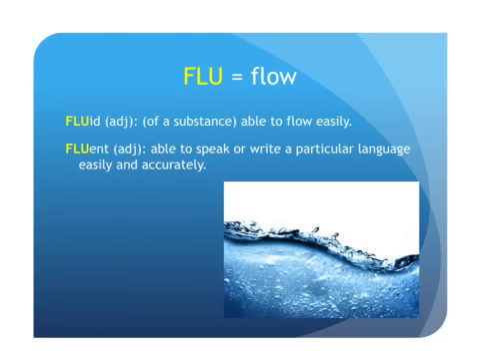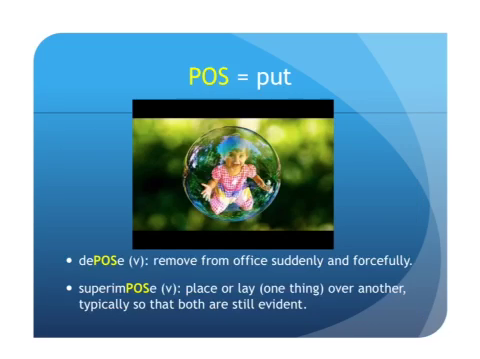Some examples of flu include fluid and fluent. While I know you know what fluid means, fluent means to speak or write a particular language easily and accurately. It flows. In pos for put, we have depose and superimpose. This example in the picture is a superimposed picture, laying one thing over another, so both are still evident. So the picture of the child in the bubble, you can see both. Superimpose a picture.